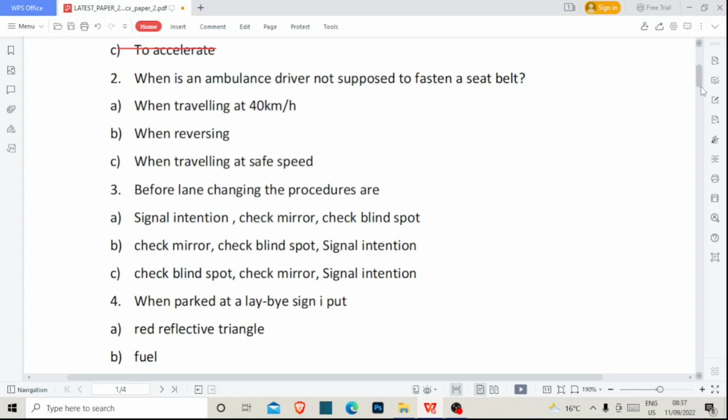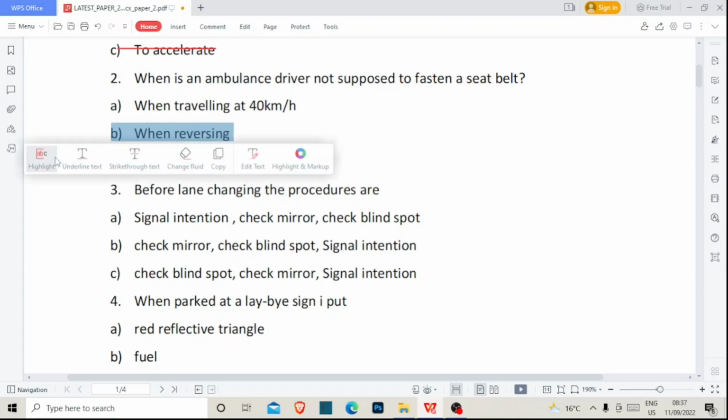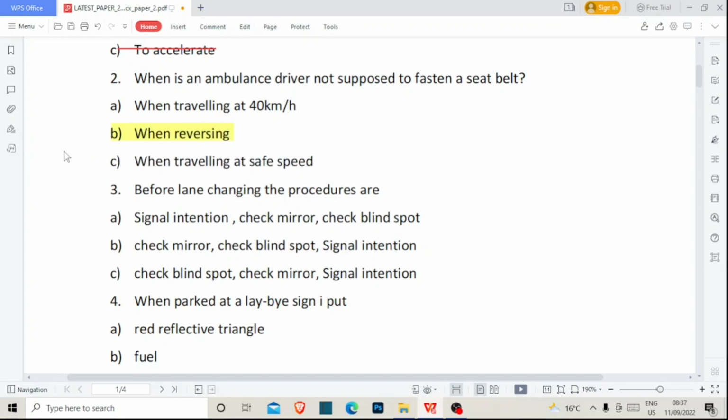Then number 2, when is an ambulance driver not supposed to fasten a seatbelt? Is it when traveling at 40 kilometers per hour, or when reversing, or when traveling at a safe speed? An ambulance driver is not supposed to put on a seatbelt when they are reversing their vehicle. So you just need to remember that each time you are reversing, a seatbelt is not required.